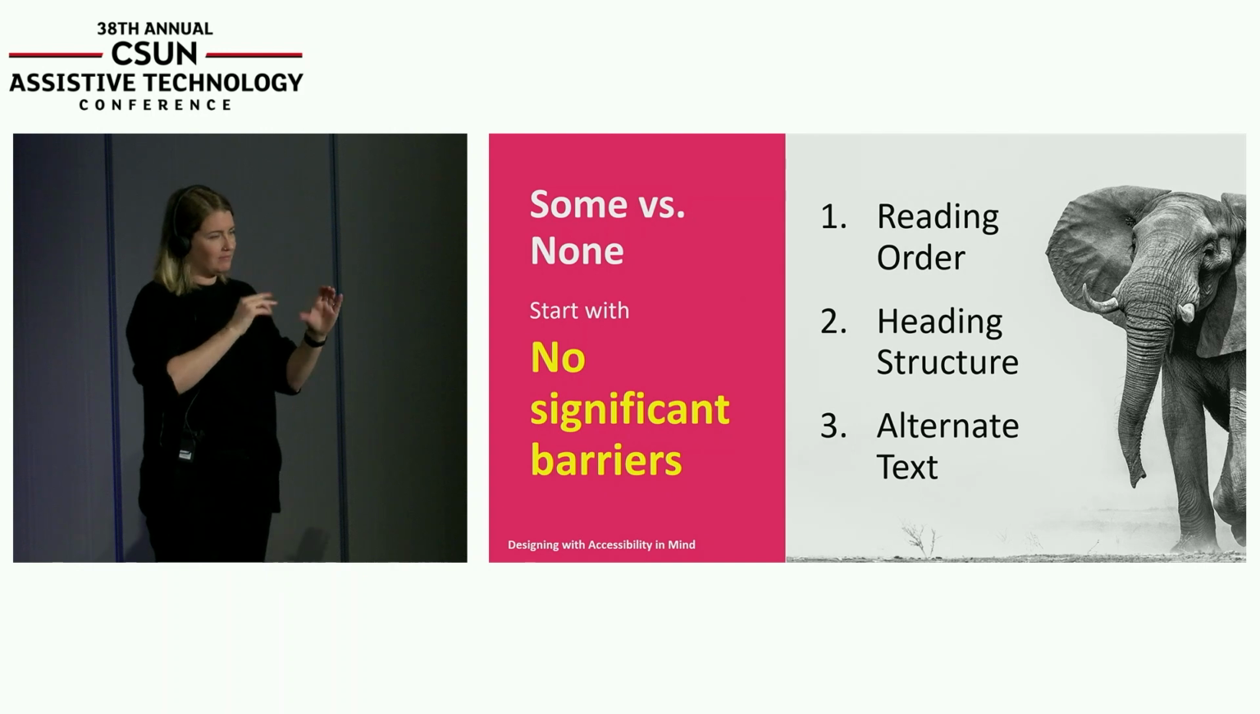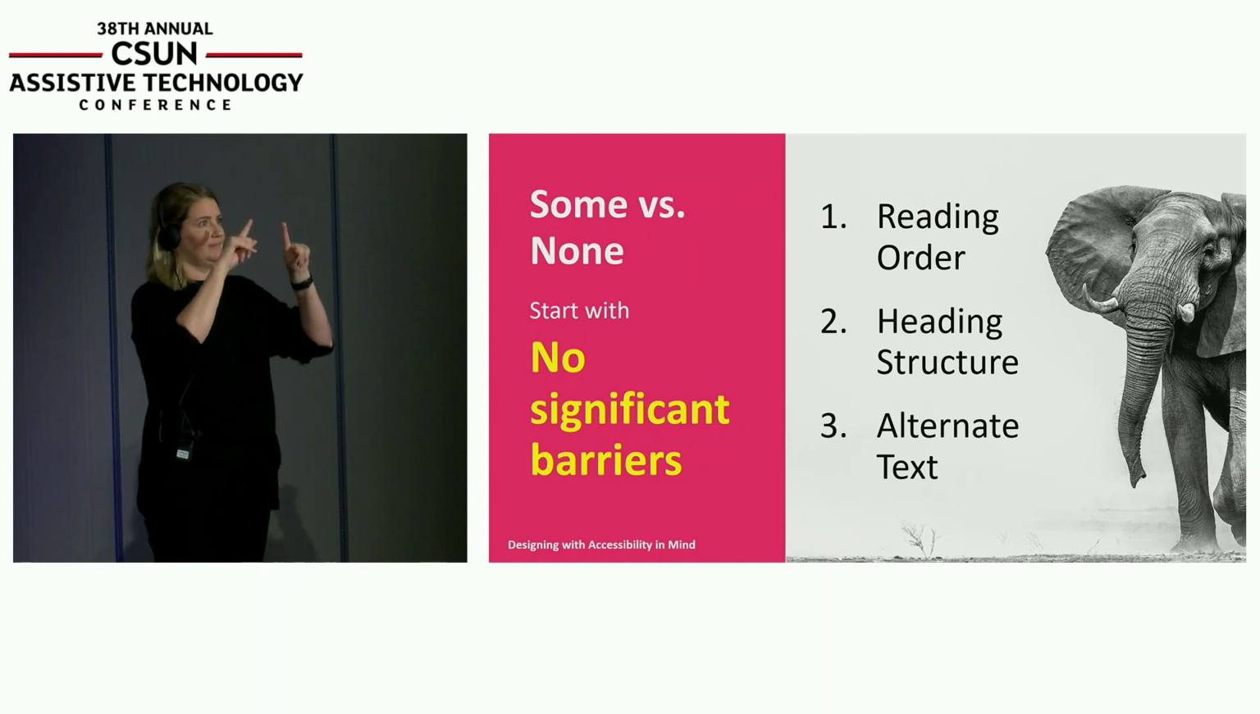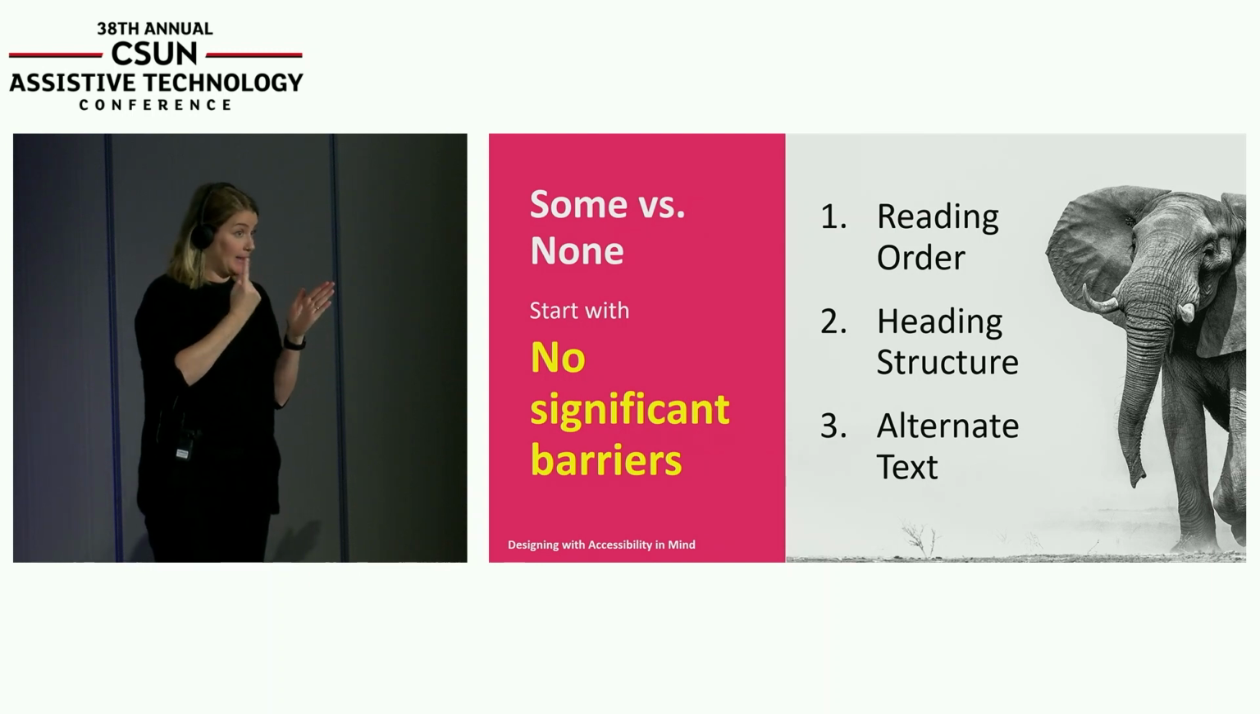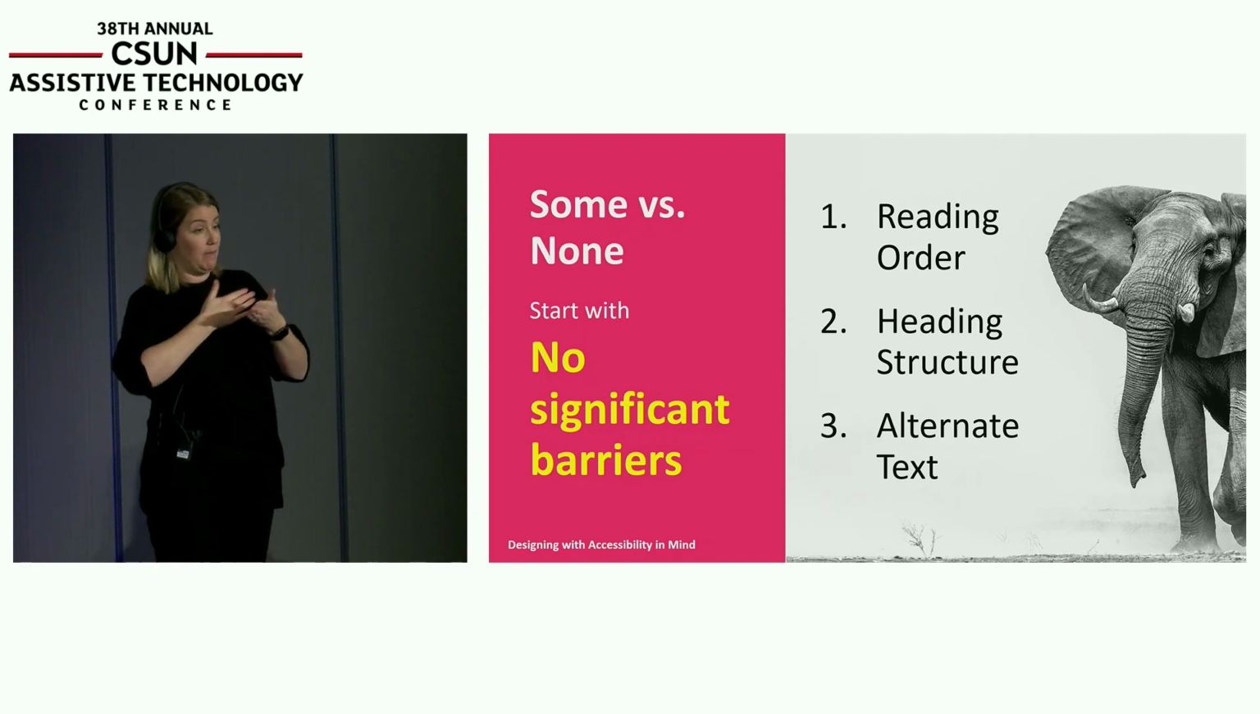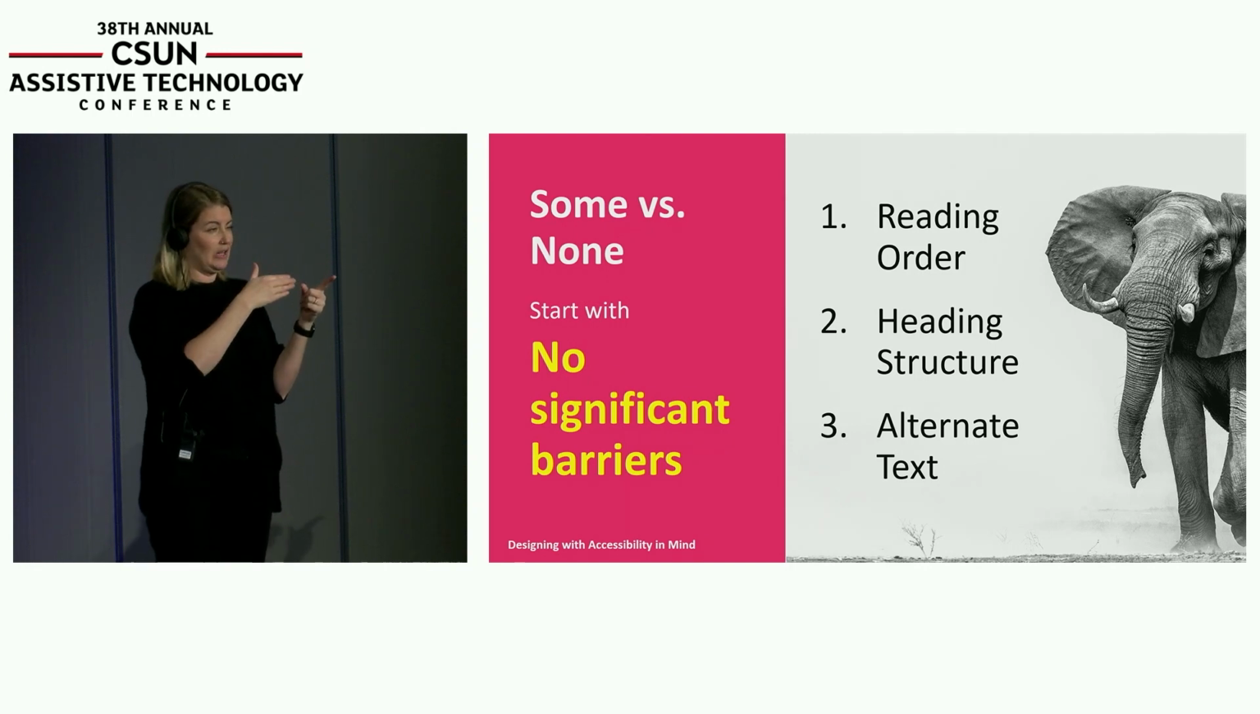And then the third thing that is no significant barrier would be alt text, making sure that you have a proper description, right? And when you look at this elephant on this slide, you might think, okay, there's this big giant gray elephant. Does it have meaning? Does it lend to what's going on my slide? Not really. In this case, it would be decorative.